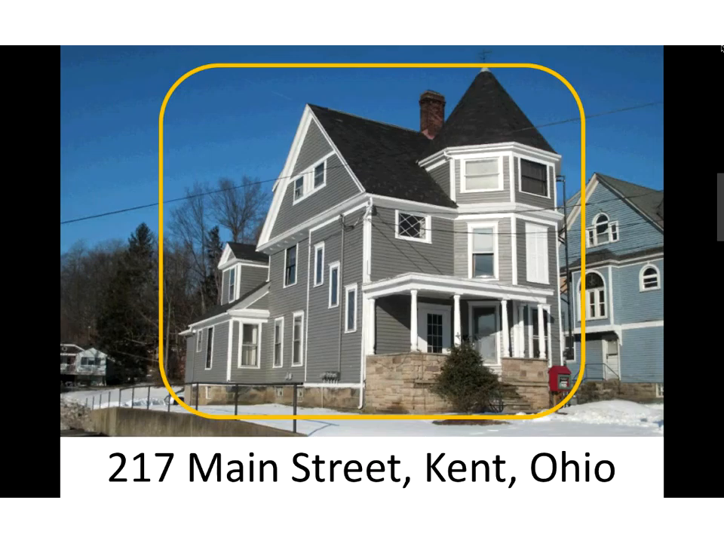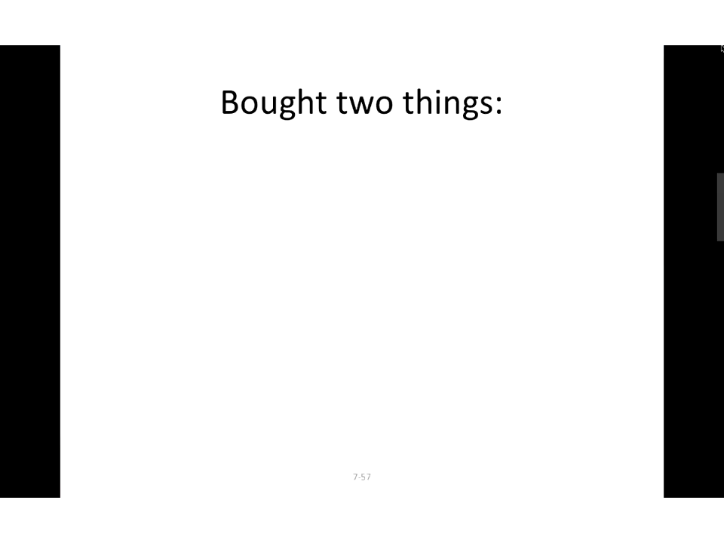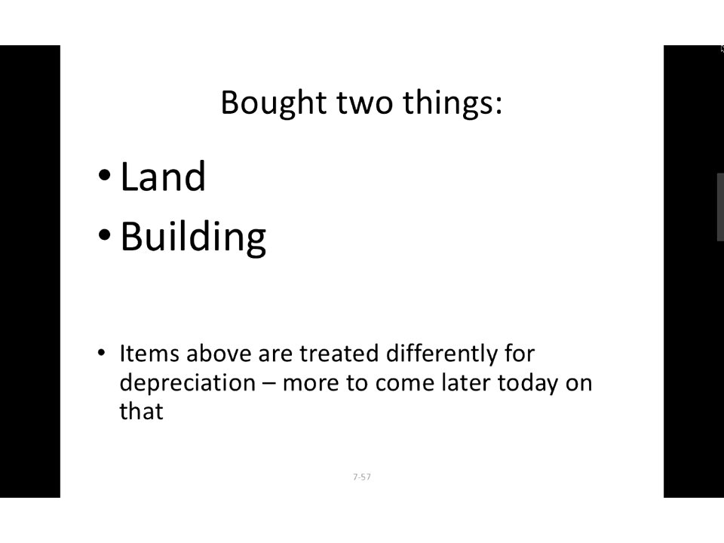So that's a typical transaction where you're buying two things. You don't typically buy just the building, or just the land without the building. They're together, but it's one purchase price. So we bought two things, land and the building. Coming up later today, those two items are treated differently for depreciation.